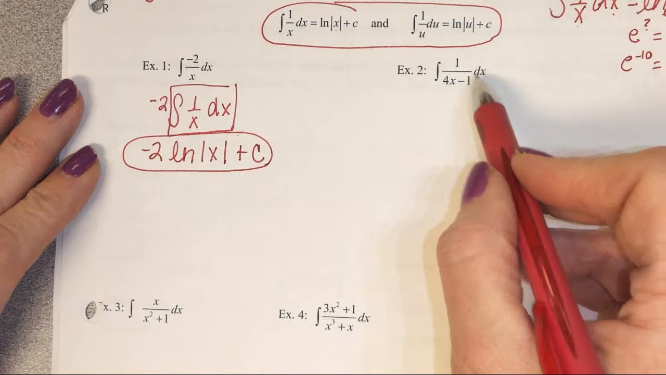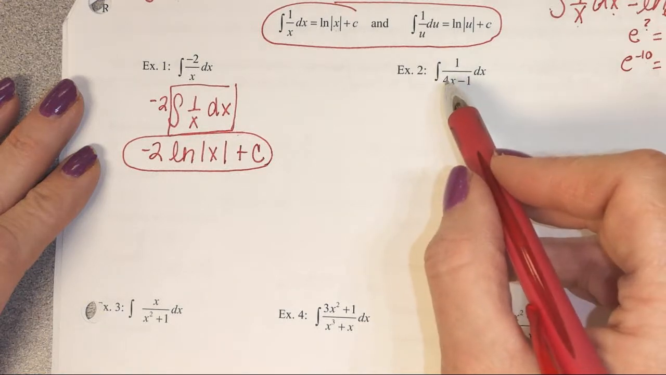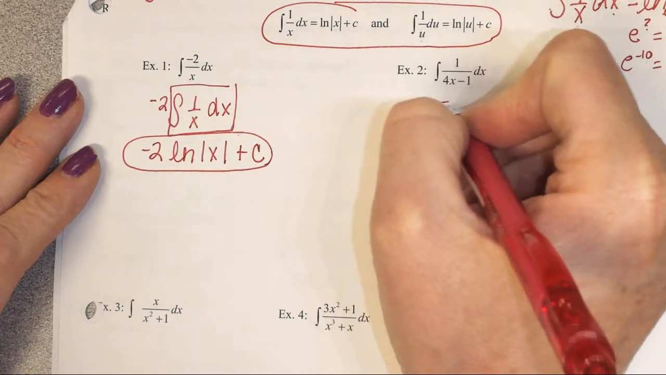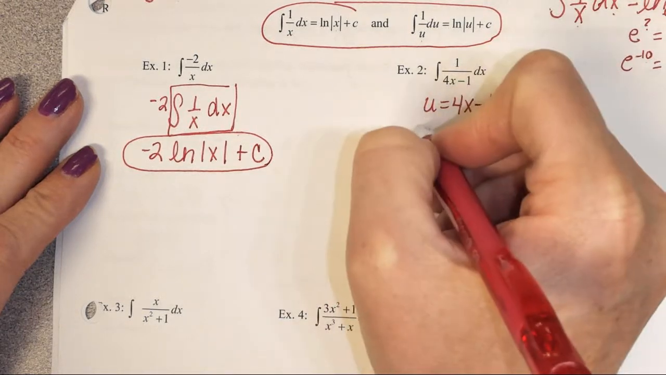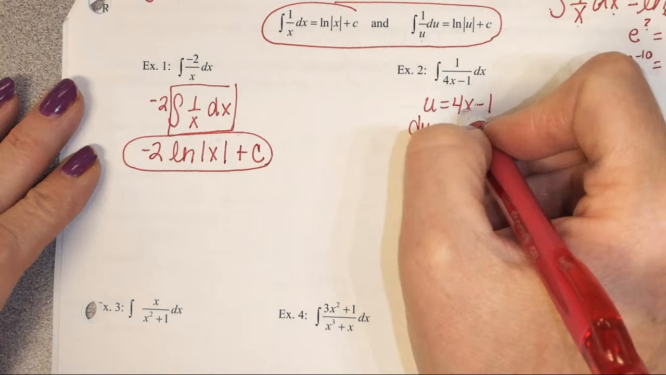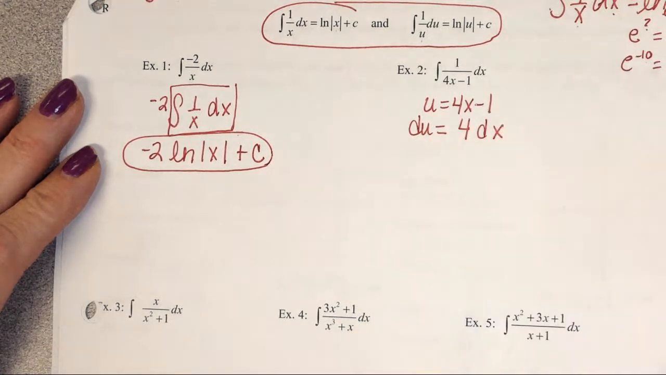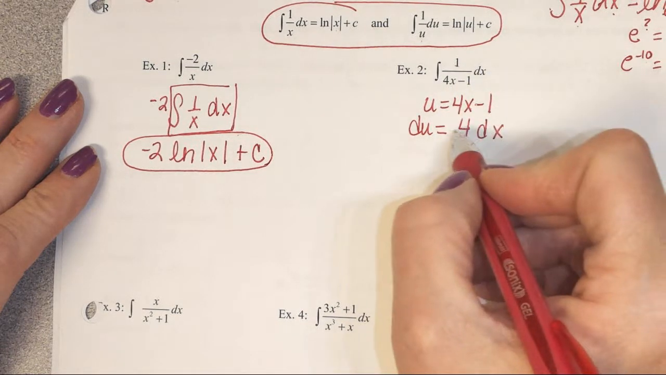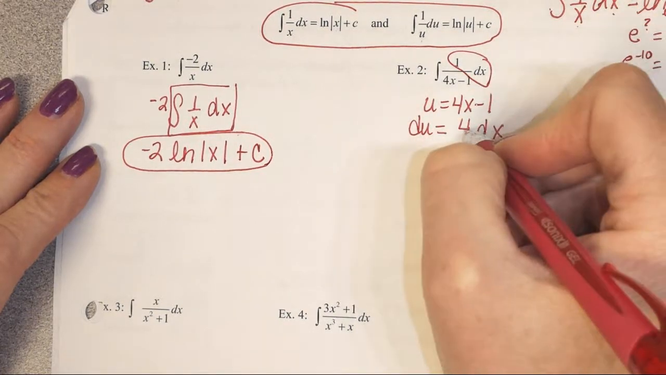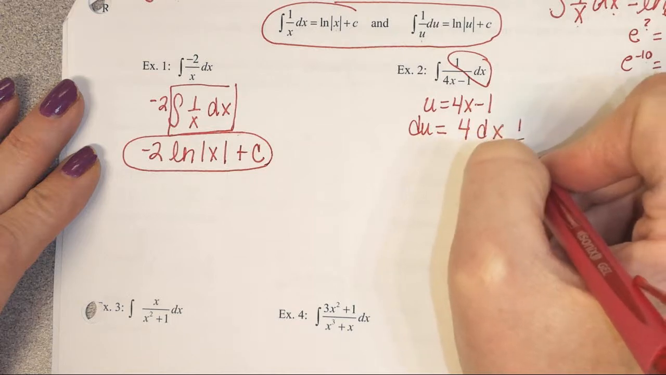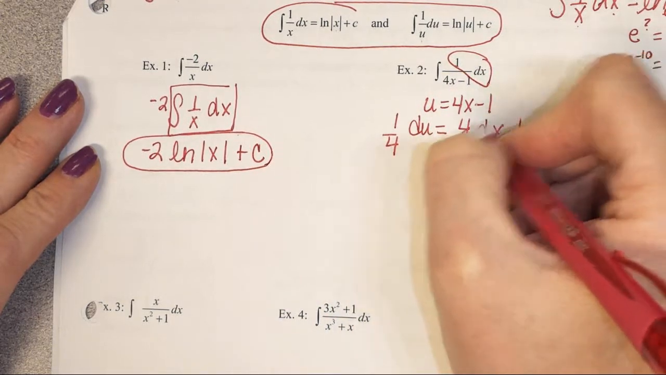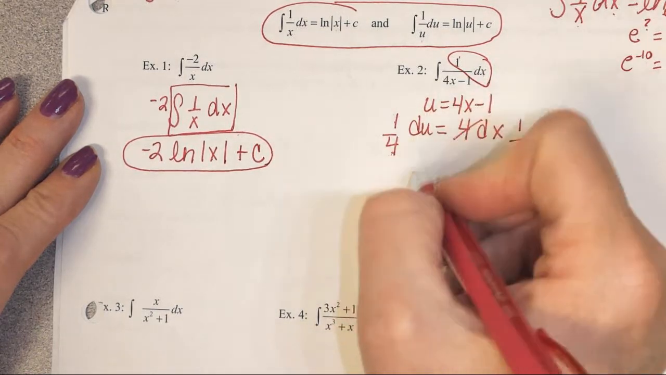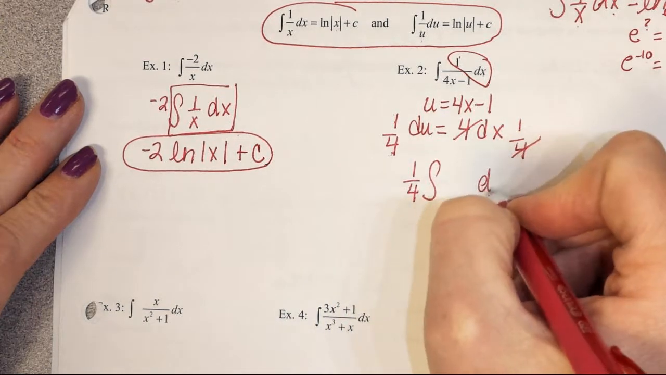For the next one, I look at my denominator. It's something other than an x. So what did I just say you're going to let that equal? U. So I'm going to say u equals 4x minus 1. What is the derivative of that? 4 dx. If I had a 4 dx, that'd be perfect. But I have a 1 dx. I need to get a 1 dx. How do we get a 1 dx? Multiply by 1/4. So now I have that 1 dx. That 1 dx is going to get replaced with a 1/4 du.